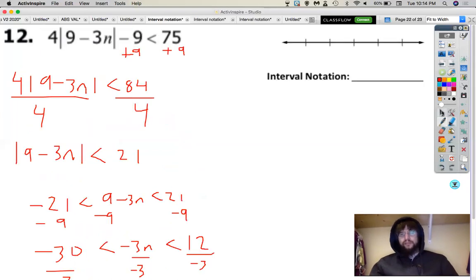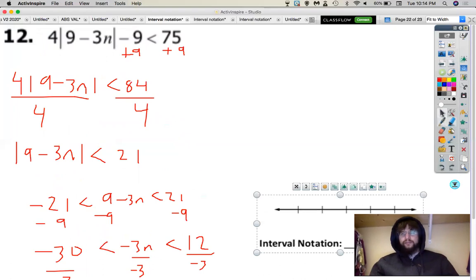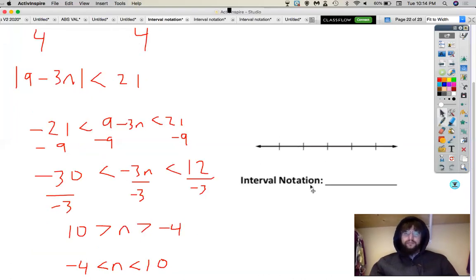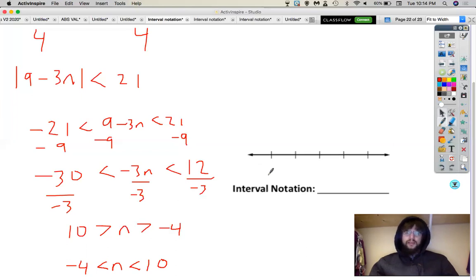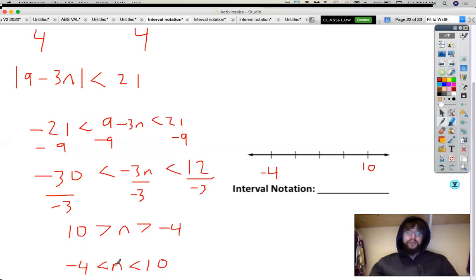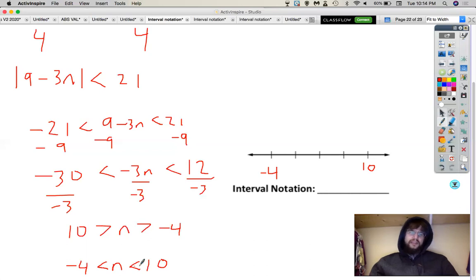I'm gonna stick a -4 right there. I'm gonna stick a 10 over here. And it makes sense. I can have numbers that are bigger than -4 and less than 10. Like 0 works. I always use 0 because it's easy to think about. Use any number. 5 would work. I do not include these endpoints. Just everything in between them.